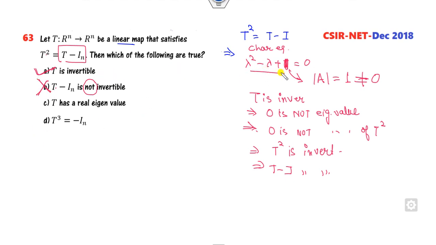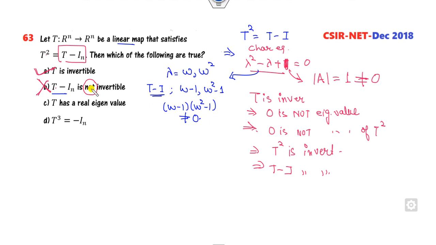Another way is we can find the eigenvalues of this. What are the eigenvalues of this? Omega, omega square. So what is the eigenvalue of T minus I? Omega minus 1, omega square minus 1. Clearly omega minus 1 and omega square minus 1 are non-zero. So it means this is invertible, but they are talking about not invertible. This option is cancelled out.